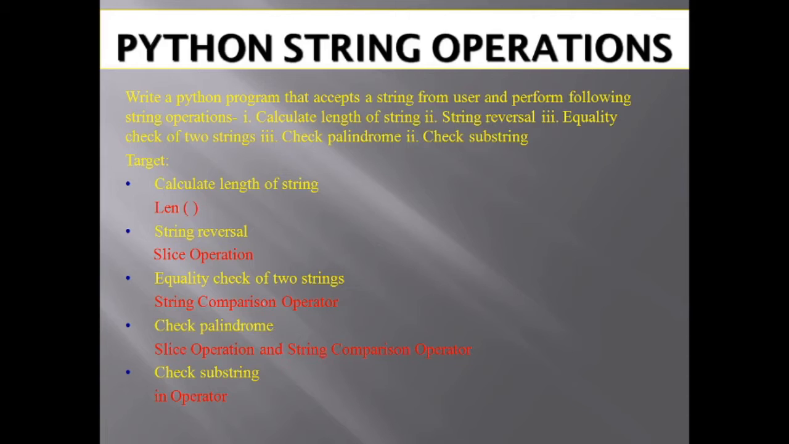Our third operation is to check the equality of two strings. That operation we will do using the simple comparison operator. This double equal to, we generally call it a comparator operator. To check a palindrome string we also use the slicing operation, and again we will use the string comparison operator. To check the substring, we use a new concept here, the in operator in Python. We are going to implement the in operator. It is also called a membership operator.